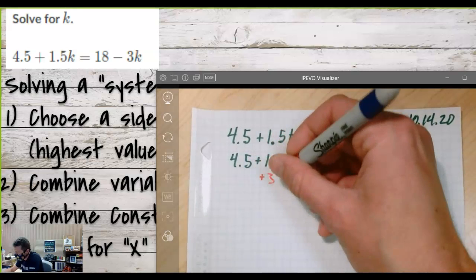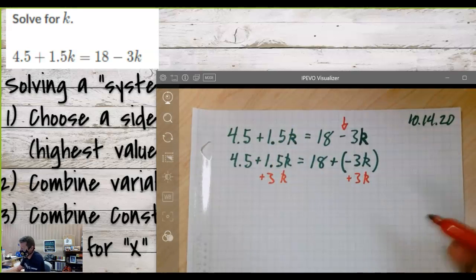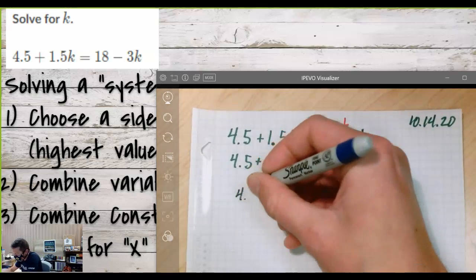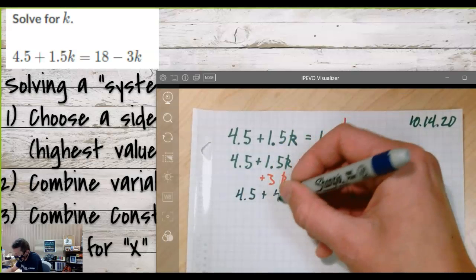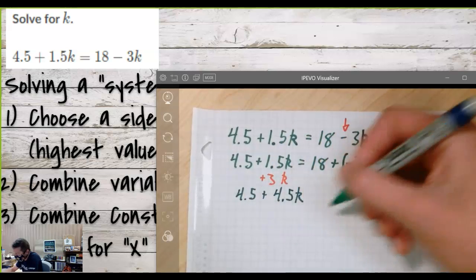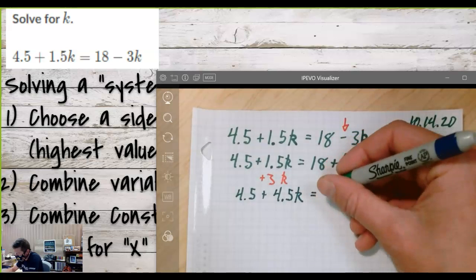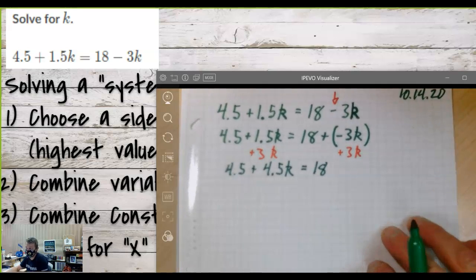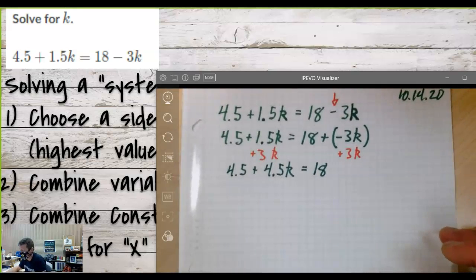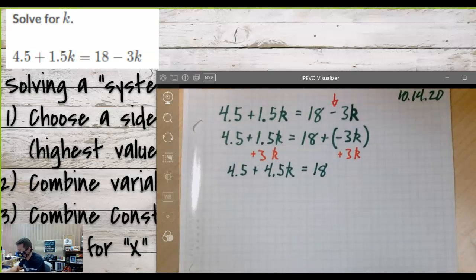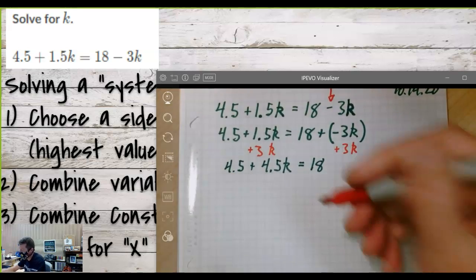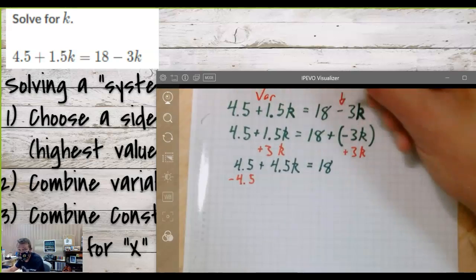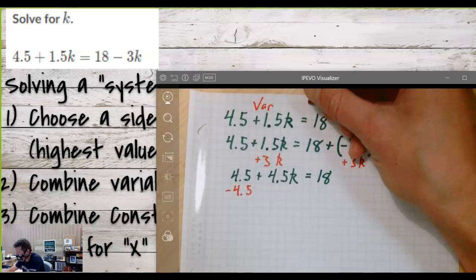Zoe, because I accidentally skipped you last time, on the next step, we're going to call on you for what we do after we rewrite this now. So we get 4.5 plus 4.5k equals 18. All right, Zoe, you able to tell me what we do next? Subtract 4.5 from each side. Yeah, we subtract 4.5 from each side because we want to get it off of the left-hand side. We decided this is our variable side, and this side will be our constant side.